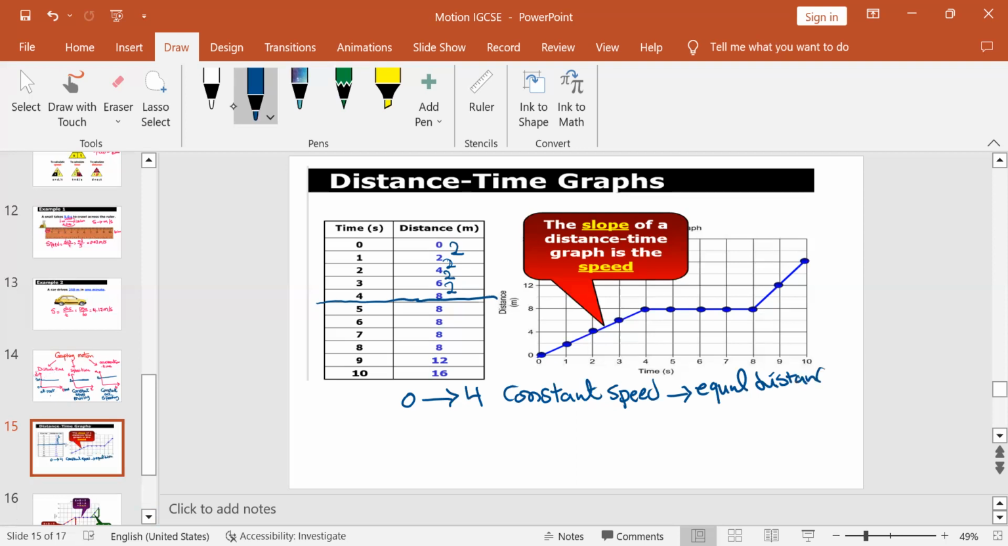Which means that the body covers equal distances in equal intervals of time. Okay. Let's see after 4 seconds, from 4 to 5. What is the body doing?